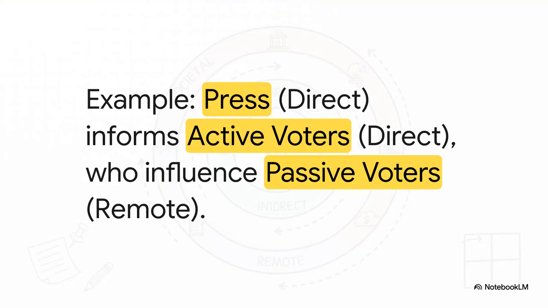And this is a perfect way to see that in action. So, check this out. Say you're a political campaign. The press is in your direct circle, right? They inform your active voters, who are also in that direct circle. But then, and here's the cool part, those active voters go on to influence passive voters, a group way out in that remote circle. You just found an indirect path to an audience you couldn't reach yourself.